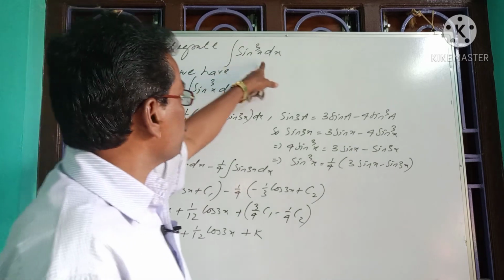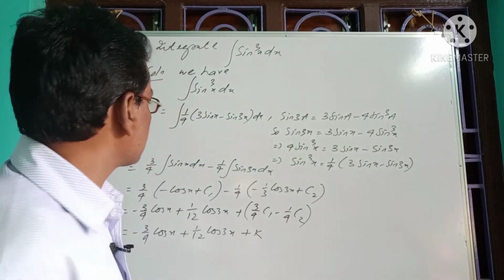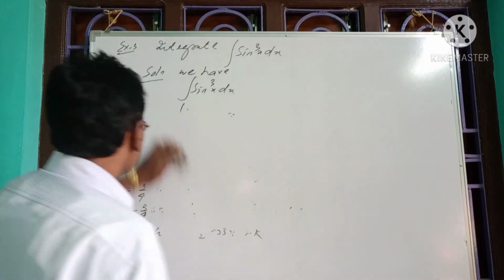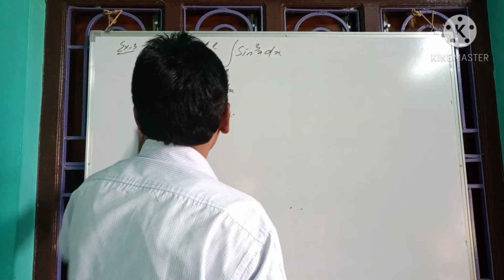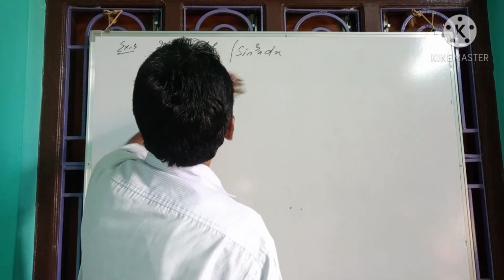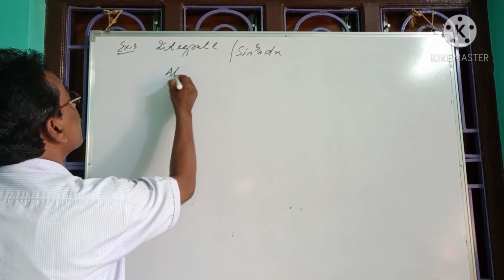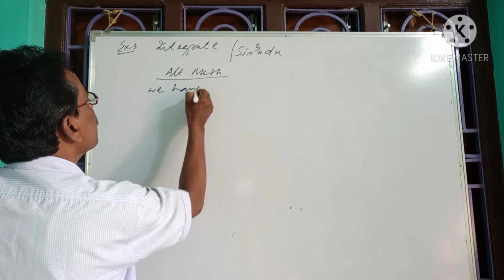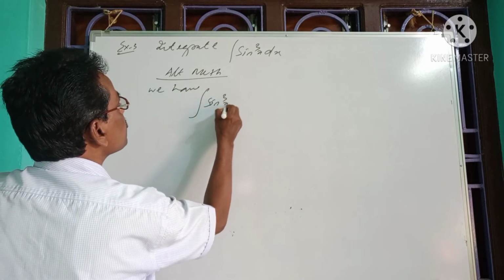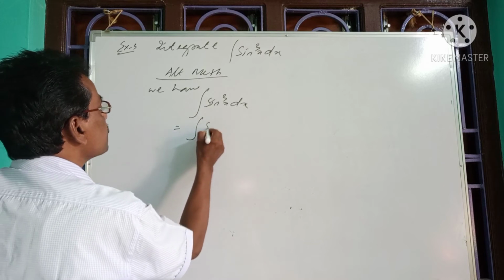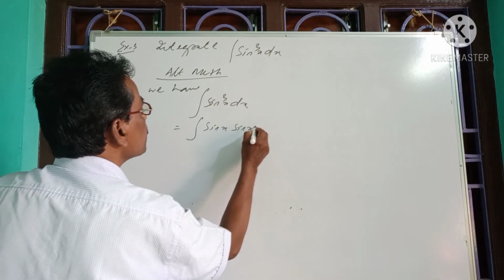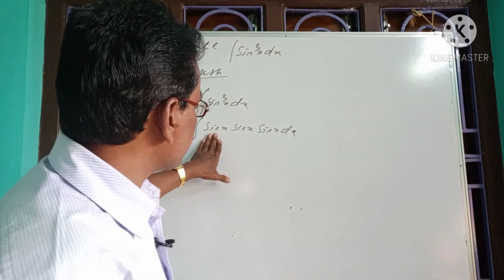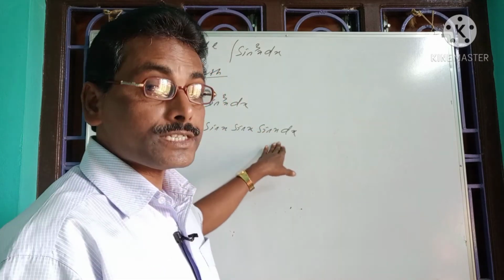The same integrand sin cubed x can be integrated by a second method. So let us explain how to integrate sin cubed x using the alternative process of integration. We have the integration of sin cubed x with respect to x. Breaking sin cubed x as sin x into sin x into sin x with respect to x, it is now in the form of sin mx into sin nx into sin kx.